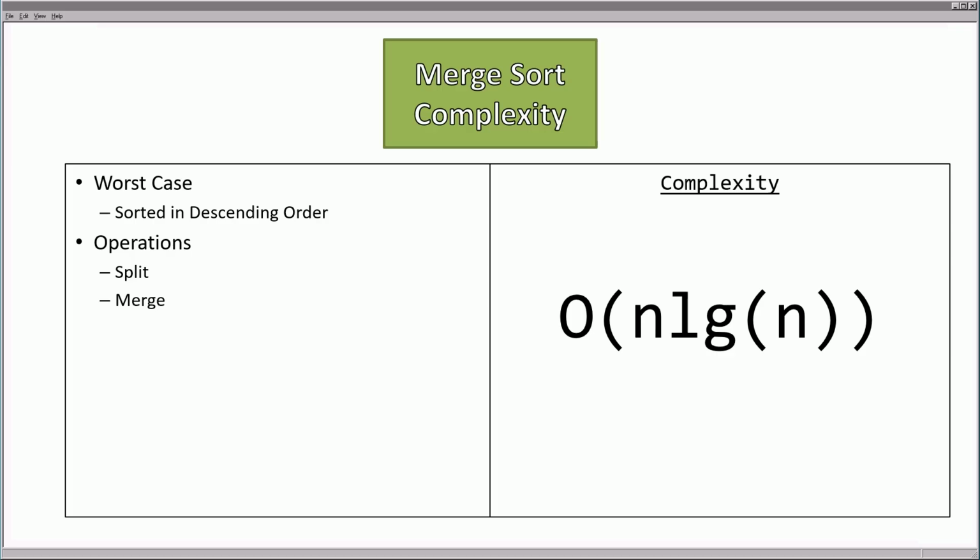Is this better than n squared? Absolutely. So the theoretical time complexity for merge sort is better than both selection and bubble sort.